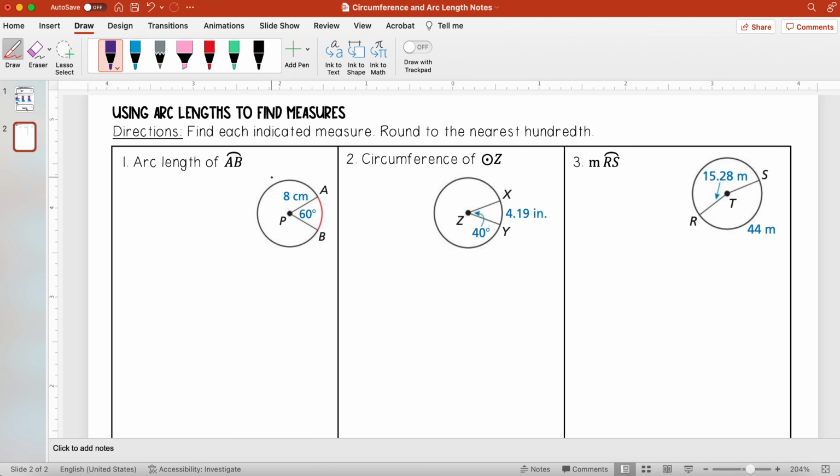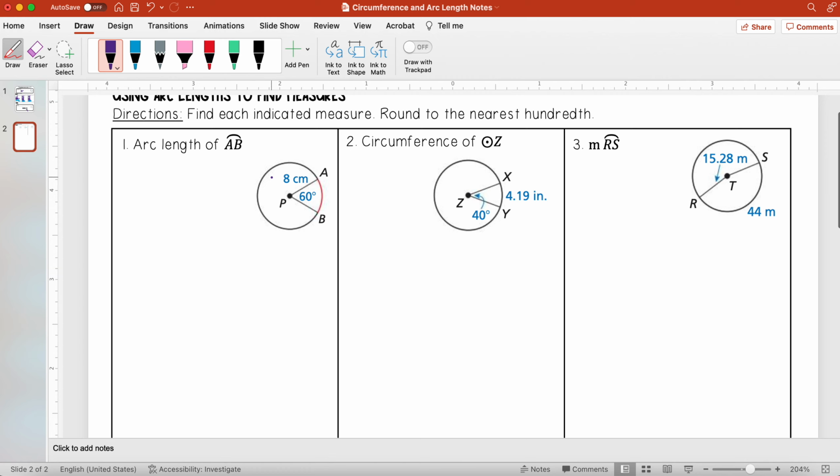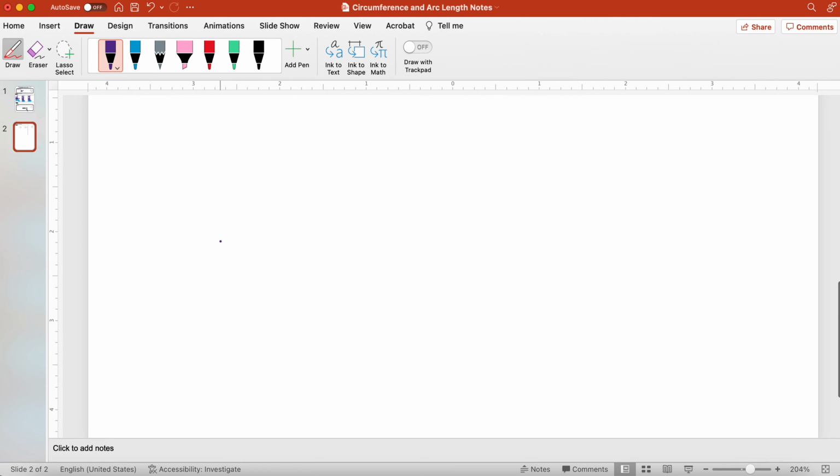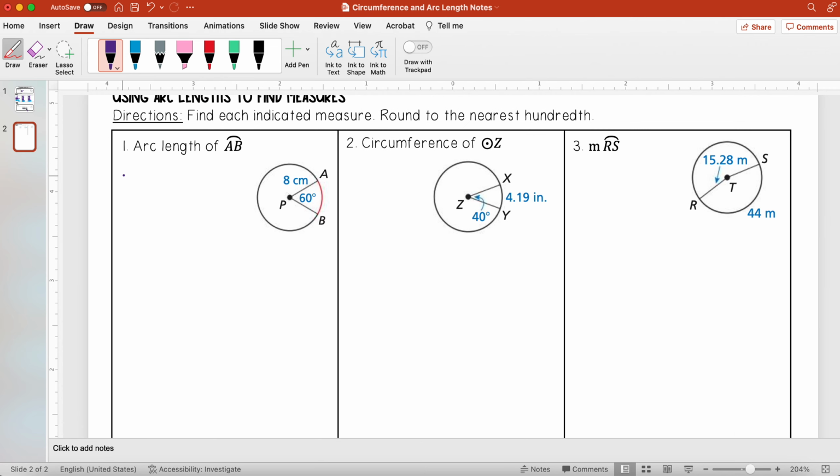For this, I want to find each indicated measure, and I'm going to round to the nearest hundredth. First I want to find the arc length of AB. I know from my theorem here that the arc length of AB is the measure of AB over 360 times the circumference, or 2 pi r. So this is equal to the measure of AB over 360 times 2 pi r.